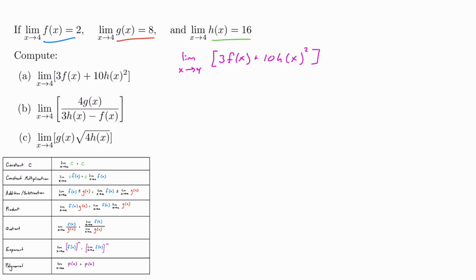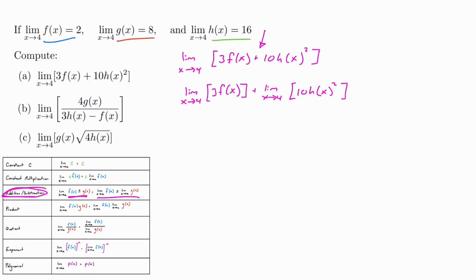What's going on here is we've got this limit with a bunch of things going on, but we can use our limit properties down here. I see that we've got this plus sign between 2 functions. So here we can use our addition and subtraction rule, where if we're adding or subtracting 2 functions, we can split them apart. So we can rewrite this as the limit as x approaches 4 of 3 times f of x plus the limit as x approaches 4 of 10 times h of x squared.